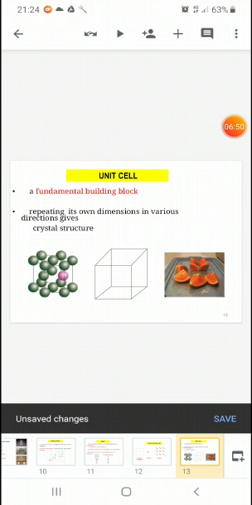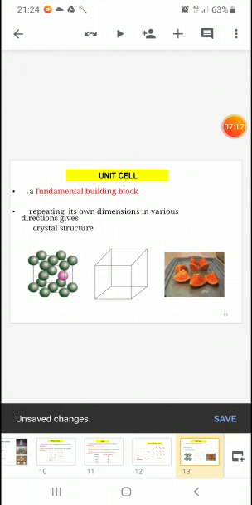Suppose in the middle figure we observe carefully, then we observe that the unit cells are arranged at the left hand side, right hand side, upper side and lower side. In this way, the fundamental building blocks are arranged in a repeating manner in various directions, and this is called the unit cell.